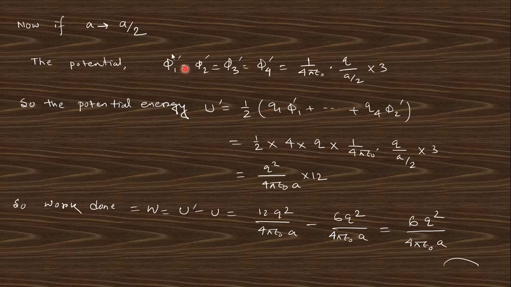For changing A into A by 2, the potential will change accordingly, and the potential energy will be like that. So half, with 4 equivalent terms, that is 4 Q into Q by 4 pi epsilon A by 2 into 3. Finally you get this energy, and the difference of these two energies gives this answer. Clear? So this is the work done required.